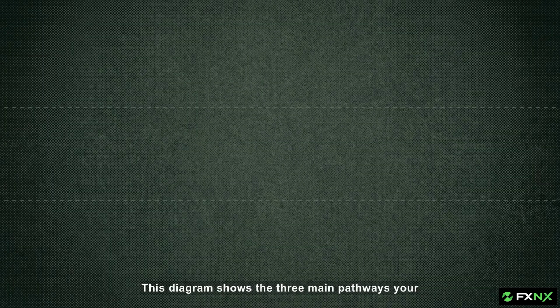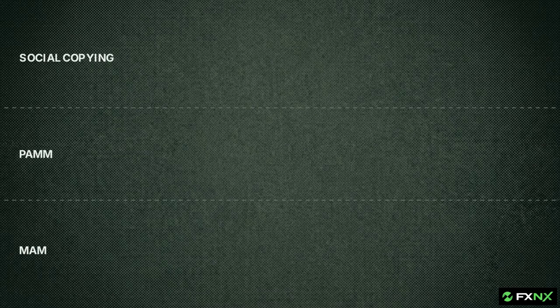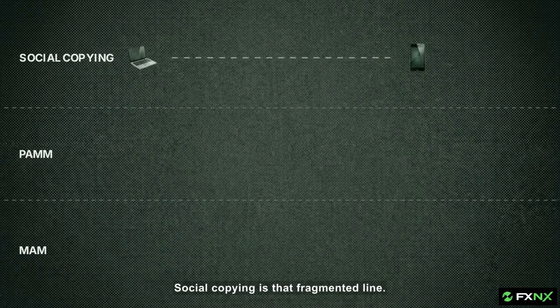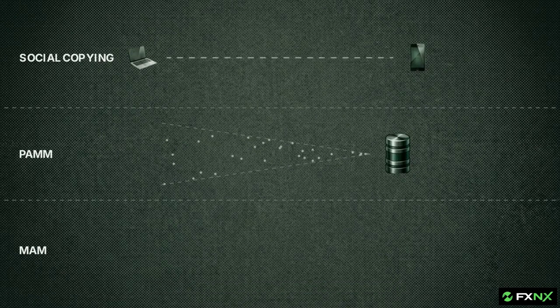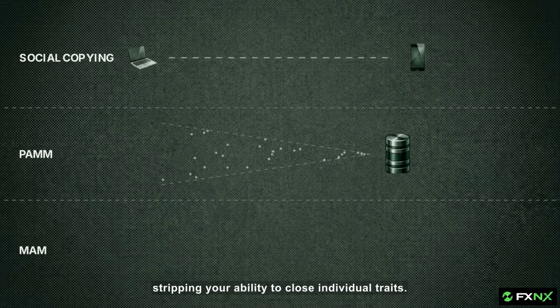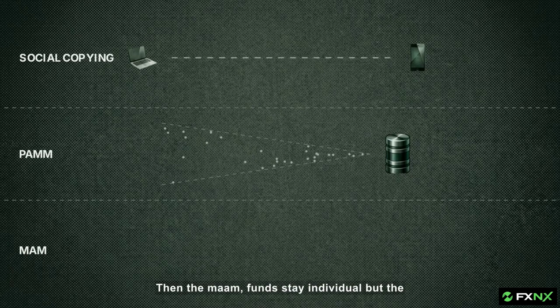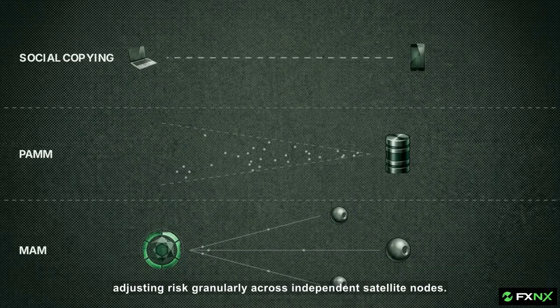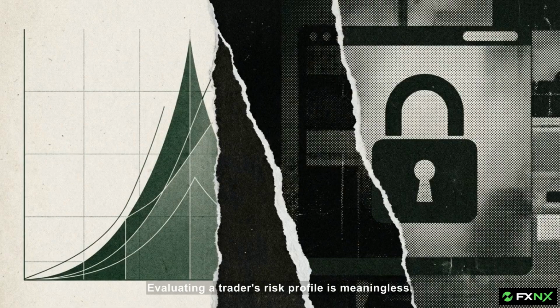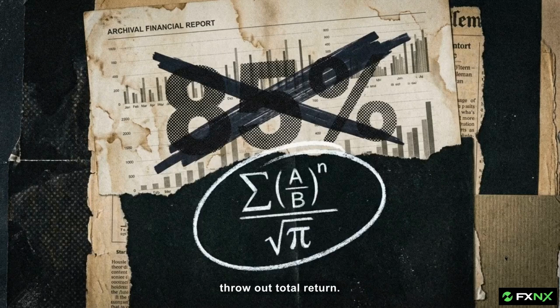This diagram shows the three main pathways your money takes. Social copying is that fragmented line. The PAM structure pools funds into one unified funnel, stripping your ability to close individual trades. Then the MAM. Funds stay individual, but the manager executes centrally, adjusting risk granularly across independent satellite nodes. Evaluating a trader's risk profile is meaningless if the account module you choose doesn't give you the technical authority to manage your own capital.